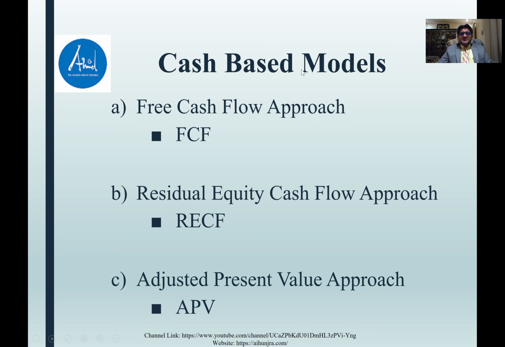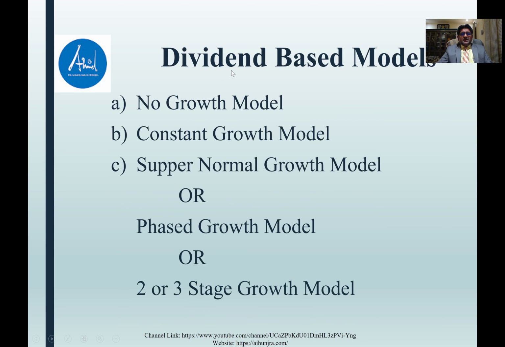So the second umbrella is the cash-based model. In the cash-based model, there are 3 different approaches: free cash flow approach, residual equity cash flow approach, and adjusted present value approach, meaning APV. These are the approaches used to calculate the share price under the head of cash-based models. The next category is the dividend-based model. There are also 3 different models: no growth model, constant growth model, and supernormal growth model, which can be named phased growth model or 2-stage, 3-stage growth model. We will explain these models in detail in our next lectures.